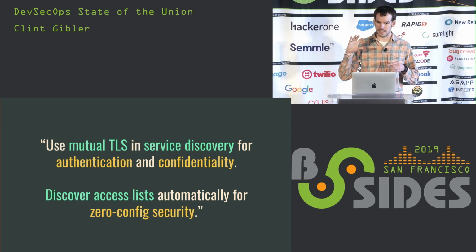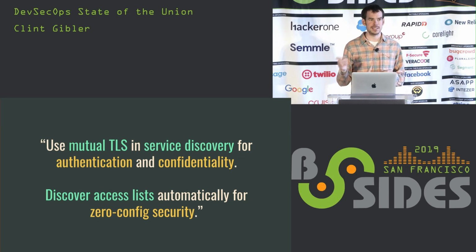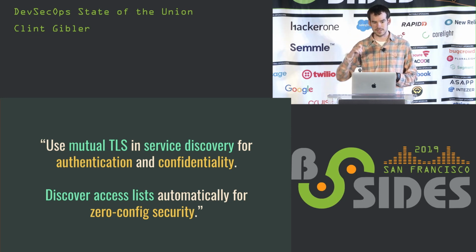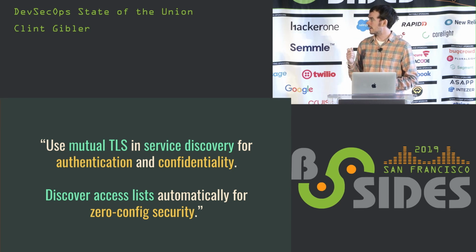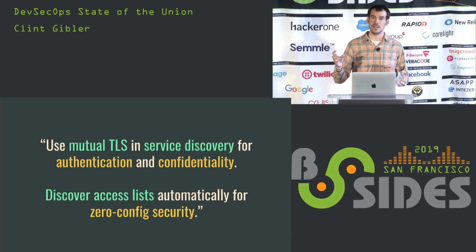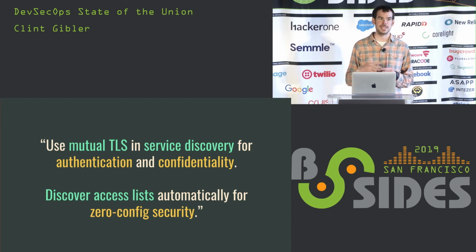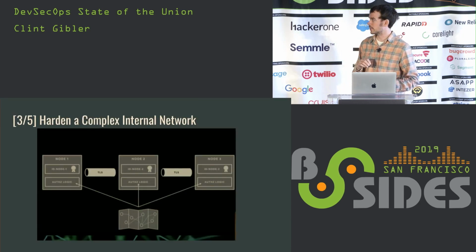So he described it quite nicely in 2 sentences, and we're going to break this down in a couple of slides. So basically, you use mutual TLS in service discovery for authentication and confidentiality. And you discover access lists, that is, what service is allowed to talk to what, automatically. So it's basically zero config security. OK, so let's look at how this works.